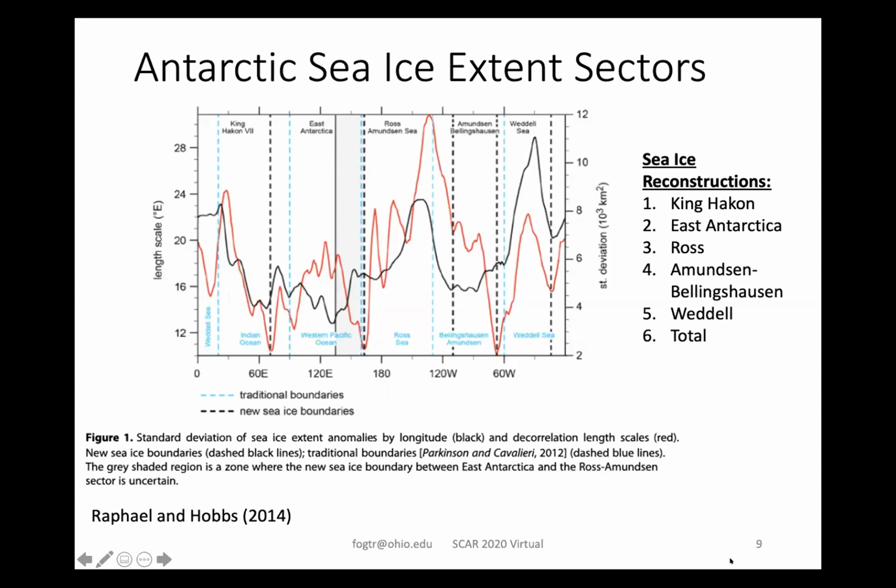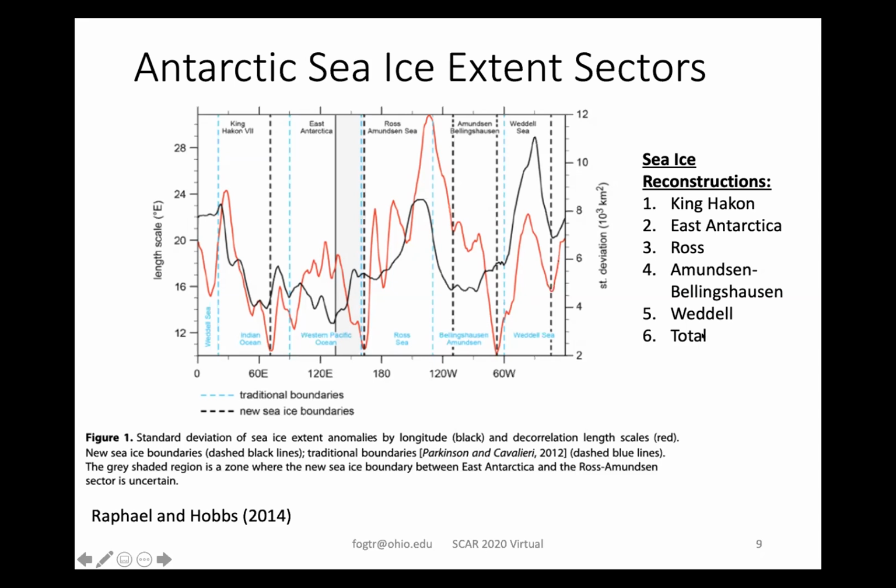We're reconstructing sea ice extent by sector, looking at sector-average sea ice extent, and we're doing this for 5 different sectors. These are based on the boundaries established by Raphael and Hobbs in 2014. They're slightly different than some earlier proposed boundaries. We're using the Raphael and Hobbs boundaries because they are a little bit more spatially discrete. So there's a little more difference between the different regions in the sectors that they propose, and there's more similar variability within a region. And so we're using 6 different sectors here: the King Haakon, East Antarctica, the Ross Sea sector, the Amundsen-Bellingshausen Sea sector, the Weddell Sea, and then we're doing a reconstruction for total sea ice.